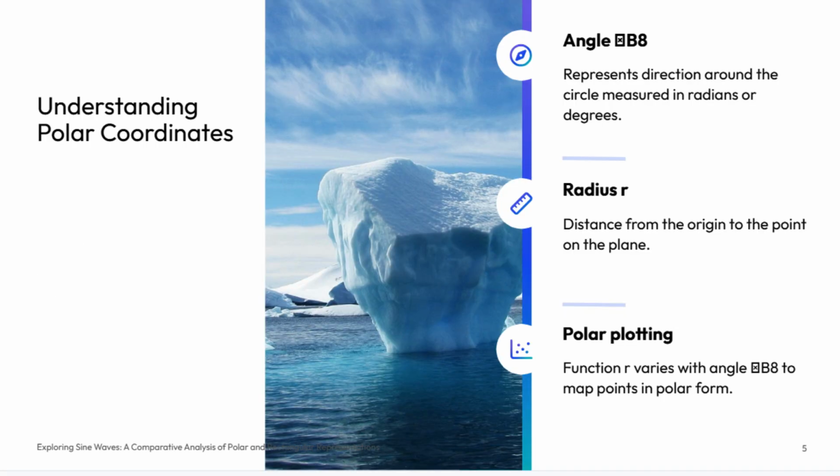Polar coordinates describe points using two values, radius and angle. The angle, usually represented by theta, defines the direction around a circle. The radius, represented by r, describes the distance from the origin to a point. Using polar coordinates allows us to represent signals in terms of magnitude and direction rather than horizontal and vertical positions.